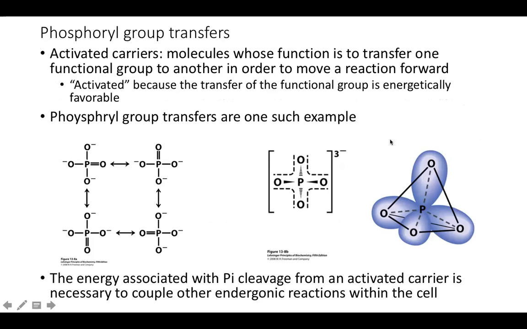The transfer of phosphoryl groups is energetically favorable due to resonance stabilization of phosphate groups upon hydrolysis, as well as the inherent stability of the tetrahedral structure of phosphate. Thus, reactions that result in the cleavage of a phosphate group from one molecule to another, such as hydrolysis reactions, are made more favorable by forming the stable inorganic phosphate group product. Importantly, the energy associated with the cleavage of phosphate from an activated carrier is important to couple with other inorganic reactions within the cell.